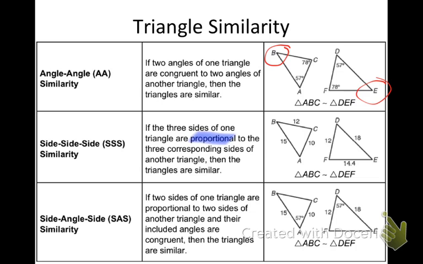And then we have side, angle, side. If two sides of one triangle are proportional to two sides of another triangle, and their included angles are congruent, then the triangles are similar. So again, if my angles are the same and my sides are proportional, then I have side, angle, side. And again, we've done a pretty good job of starting to recognize the differences in those shortcuts. All right? So again, triangle similarity statements.